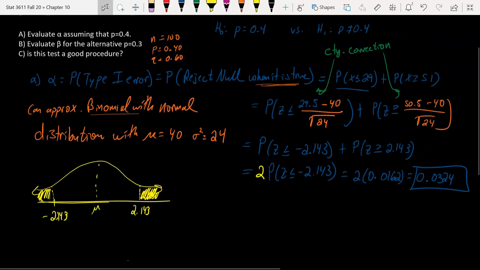There's alpha, our type 1 error. That's the probability that we reject the null when it is true. That's a pretty low probability, right? 3%, that's a pretty low probability. That looks good. How about B?